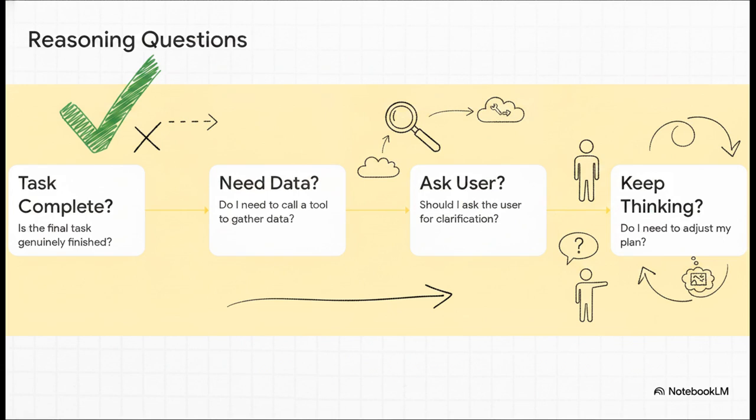It essentially runs through a checklist. First, is the final task genuinely complete? If yes, great, I can stop. If no, what's missing? Do I need to call a tool to gather more data? Am I stuck, and should I ask the user for clarification? Or maybe the environment shifted, and I need to keep thinking to adjust my overall plan. This structured internal monologue is exactly what guides the agent's next physical move.